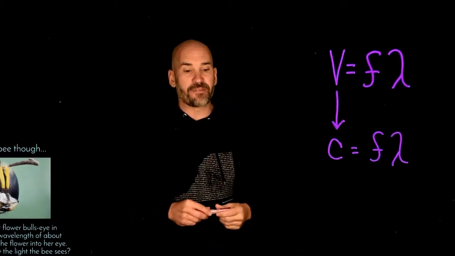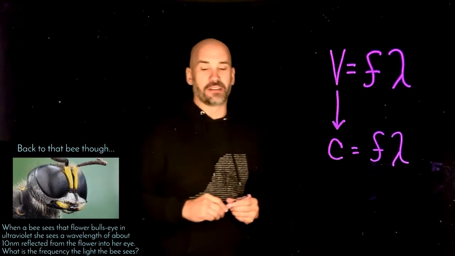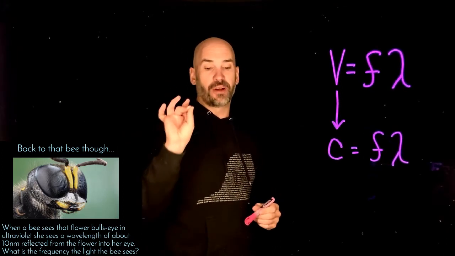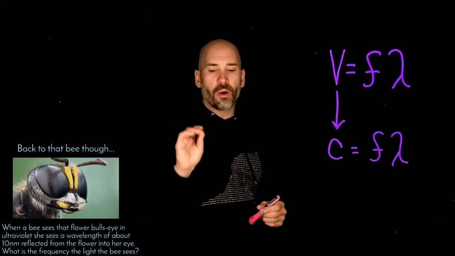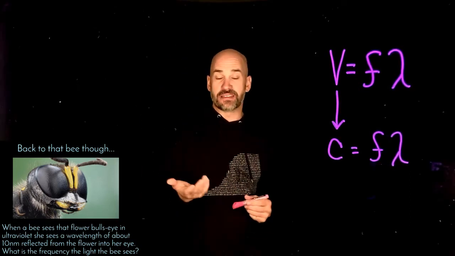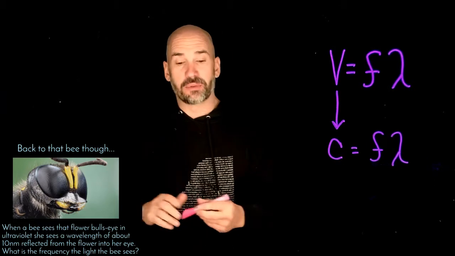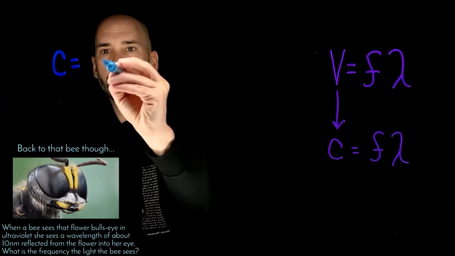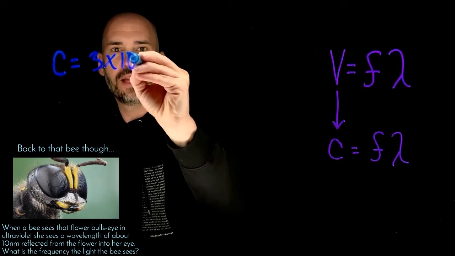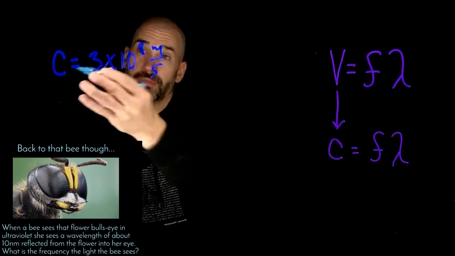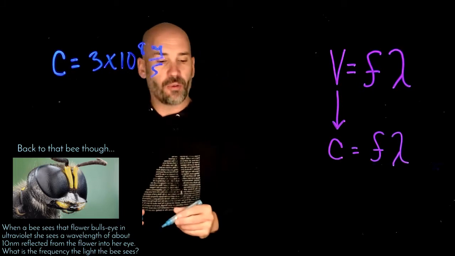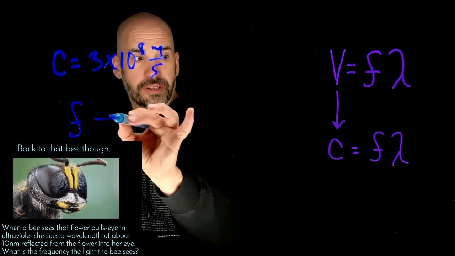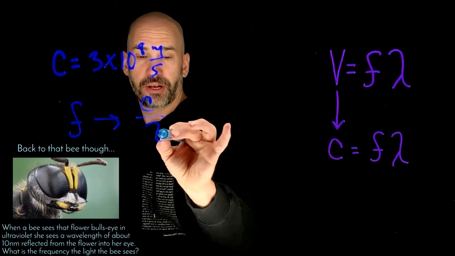When a bee sees that flower bullseye in ultraviolet, she sees a wavelength of about 10 nanometers reflected from the flower into her eye. What is the frequency of the light that the bee sees, right? Now, quite simply, we know that c is equal to 3 times 10 to the 8 meters per second. Very simple, right? So if I want to know what that frequency is, then frequency from this formula is simply c over the wavelength, right?